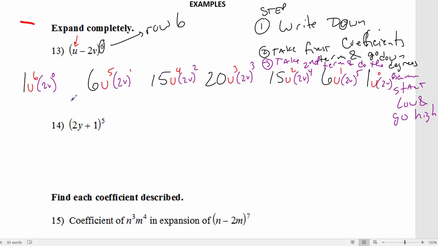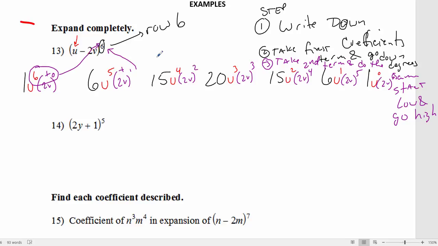So you notice that if I look at my exponents on the u's and the 2v's, 6 plus 0 is 6. 5 plus 1 is 6. 4 plus 2 is 6. 3 plus 3 is 6. 2 plus 4 is 6. 1 plus 5 and 0 plus 6. Okay, they all need to add to the exponent that you actually have at the beginning. If they don't, then you did something wrong and you have to go back and fix it.